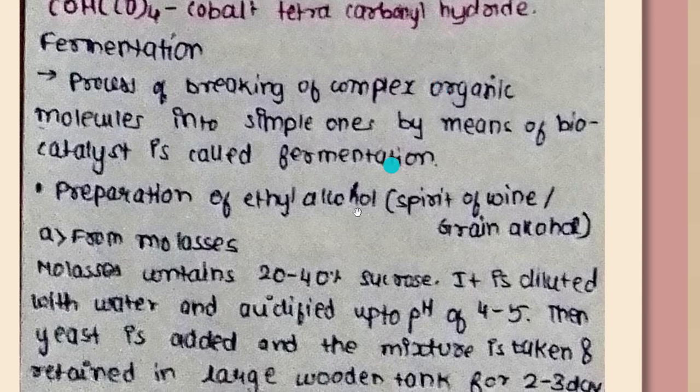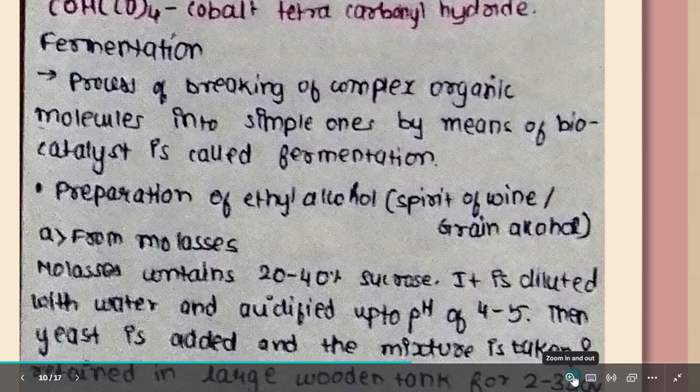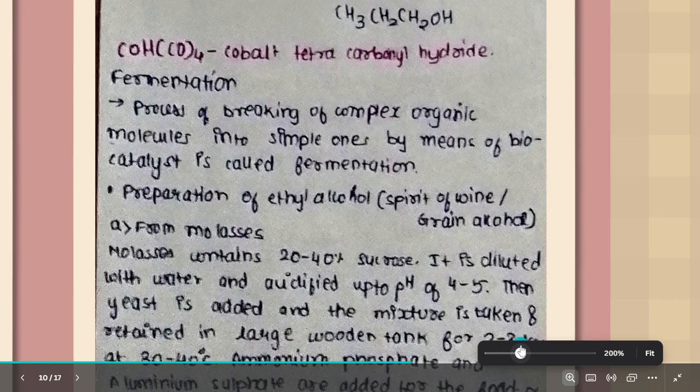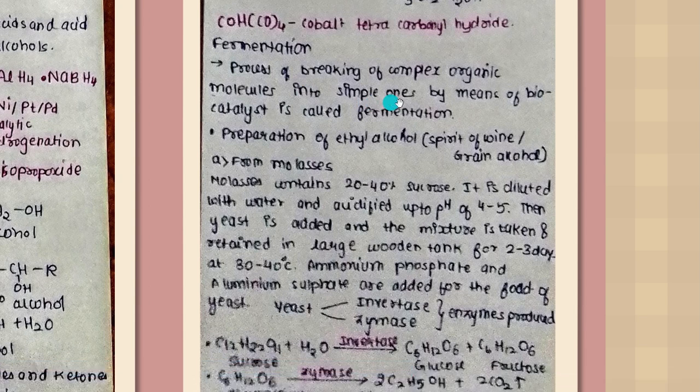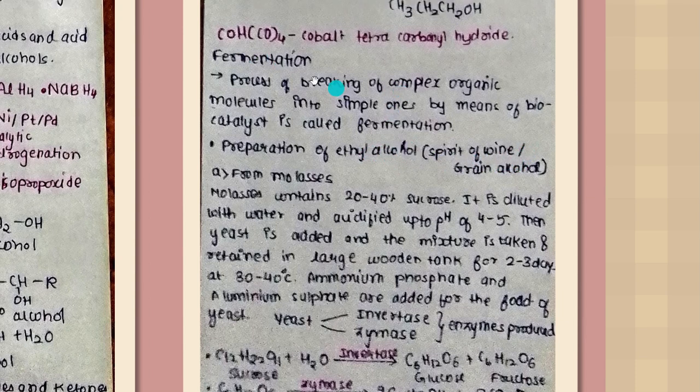Now coming to fermentation. We can also prepare alcohols using the process of fermentation. The process of breaking of complex organic molecules into simpler ones by means of a biocatalyst is called fermentation. Now the preparation of ethyl alcohol. Ethyl alcohol is also known as spirit of wine or grain alcohol. Let's see the preparation of this grain alcohol using fermentation.